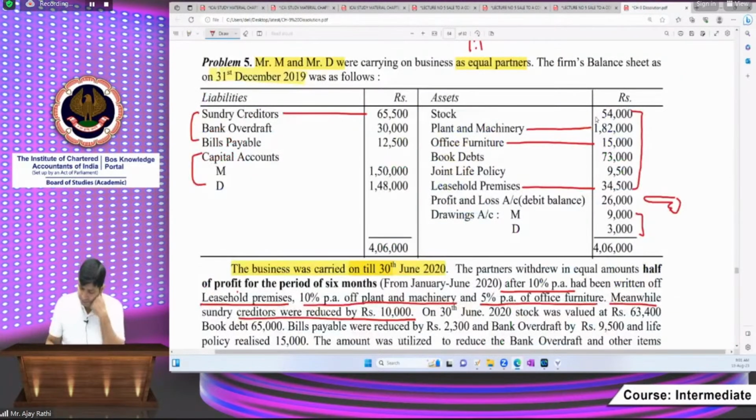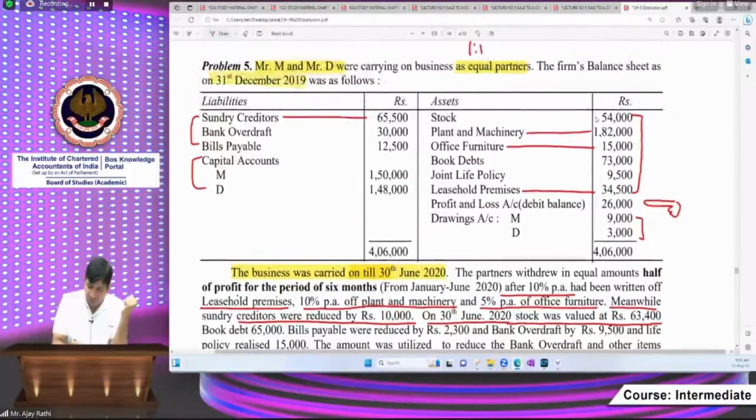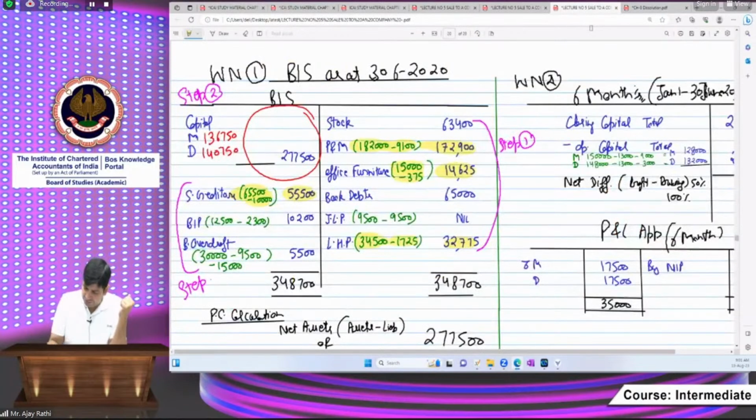Now the next point is there. On 30th June 2020, stock was valued at rupees 63,400. Where is stock in the balance sheet? This is the stock. Now we shall put the updated figure, that is 63,500. So stock has been posted in the updated balance sheet in the working note. Now next.